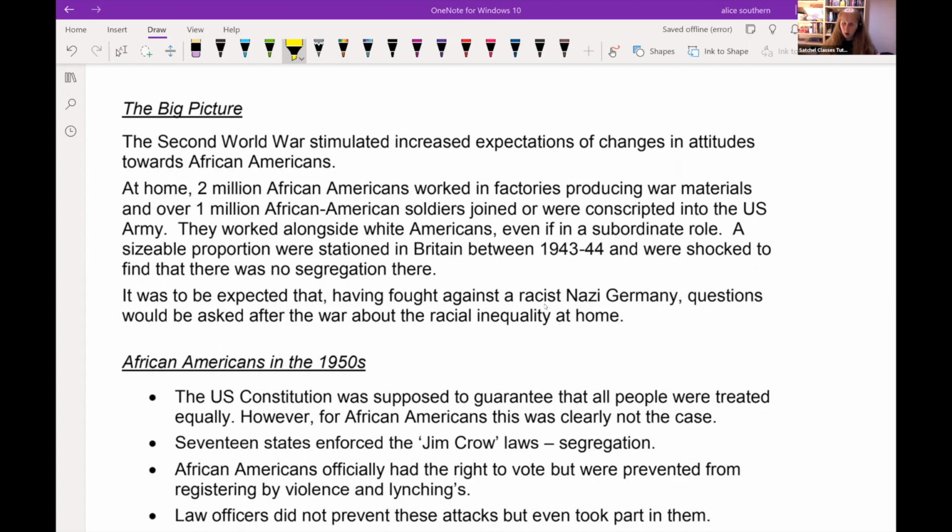Some do, not all of them do. But what they do notice is that when they come back from the armed forces, they're expected to just go back into their old roles. And as I said, their eyes have been opened up, and a lot of them don't want to do that.